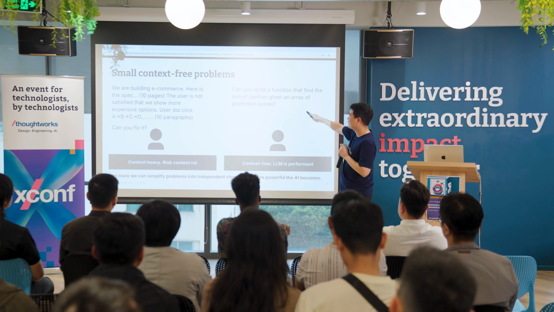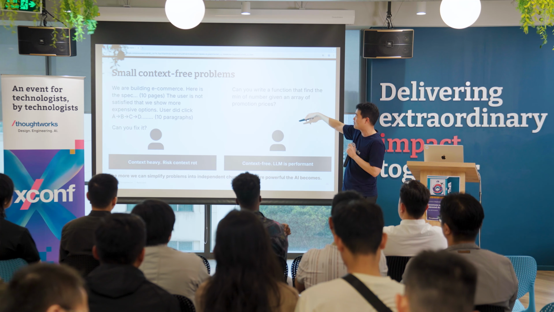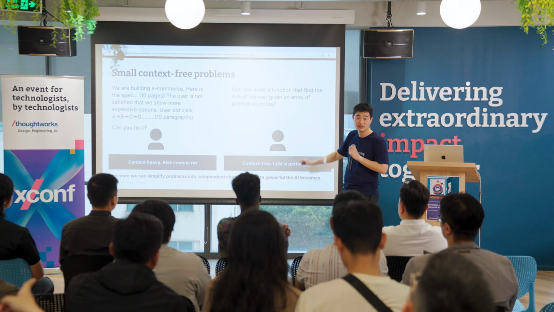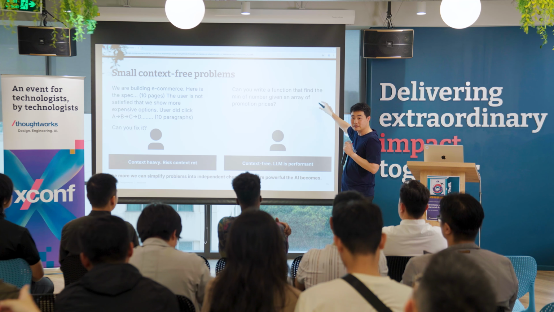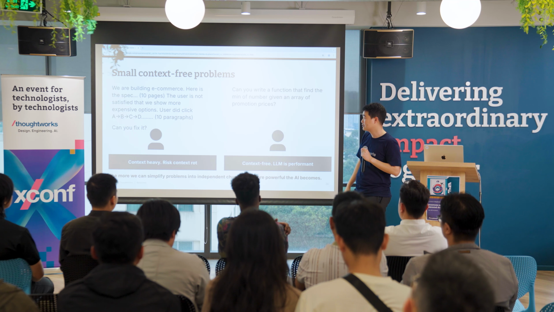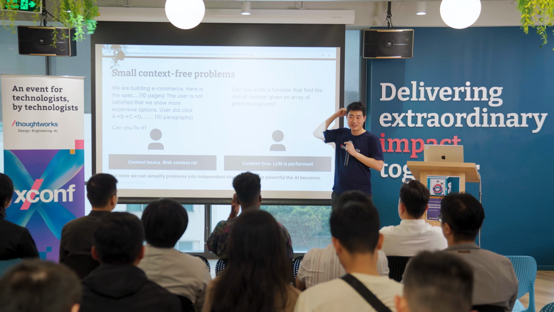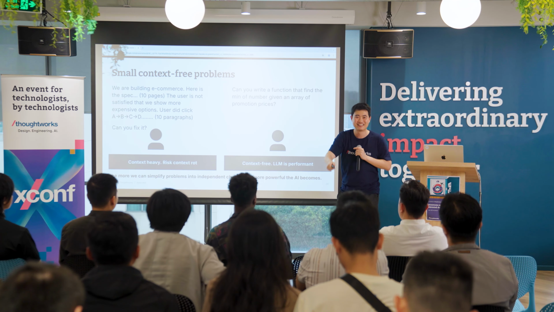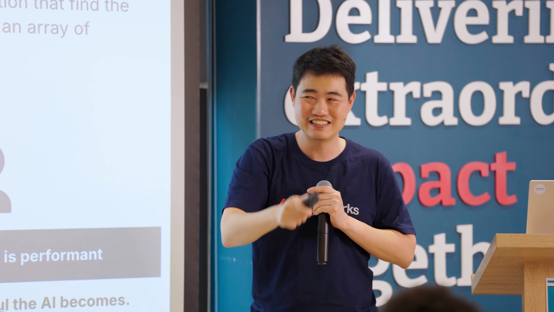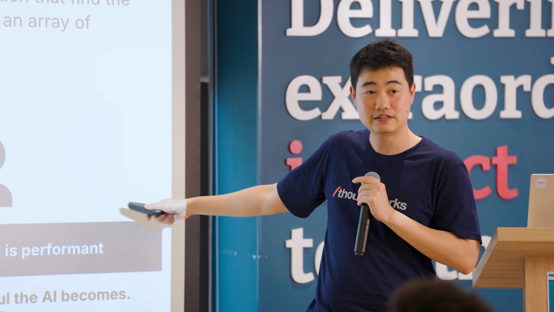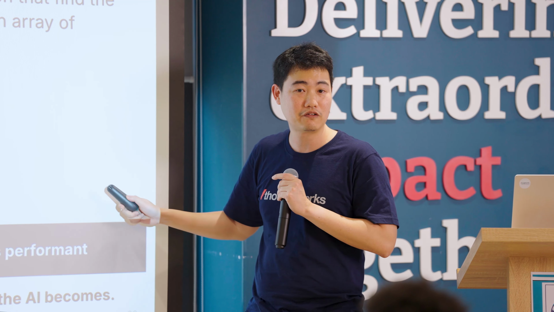But if you say, hey, can you write a function that finds the minimum given an array and proportion and provide that to the user, it becomes more focused and it's going to work much better. The left one is what I mean by context heavy, because you need a lot of context to just do things. This one is more context-free and lighter. In this scenario, the LLM is naturally more performant.